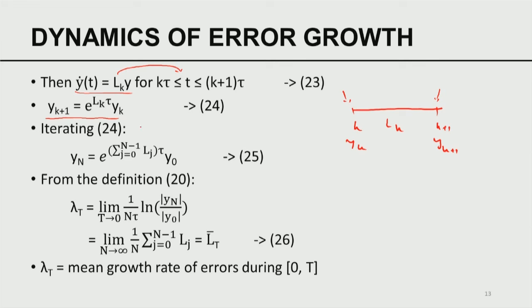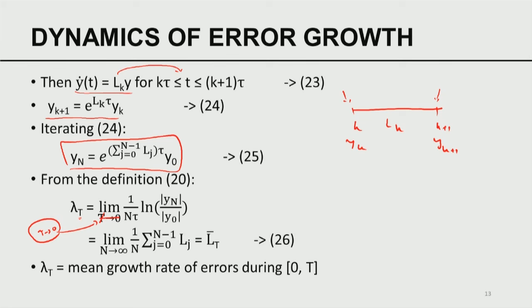If I iterate this from y naught to yn, I get this relation. You can readily see by iterating 24 and using the definition of Lk being constant in that domain, yn is equal to e to the power of the summation j equals 0 to n minus 1 of Lj times tau, times y naught. Now from the definition of the Lyapunov index at time t, I am assuming my forecast horizon is capital T. From the definition of 20, no, it should be tau going to 0. So this should be, as tau goes to 0, not t.